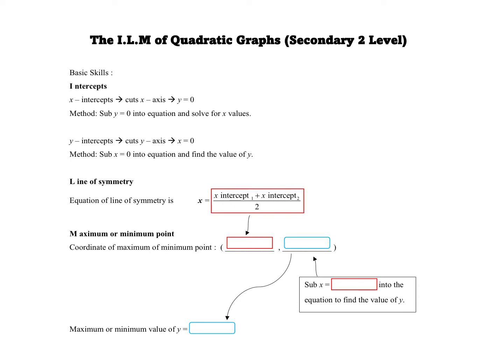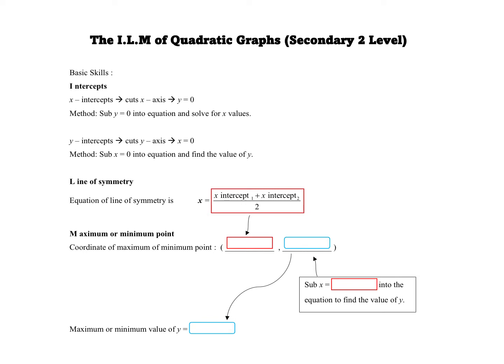Right, the equation of the line of symmetry: the line of symmetry is always a vertical line for quadratic graphs in general. So a vertical line definitely must cut the x-axis. So you have an equation where x is equal to a number. Next, last part on M.